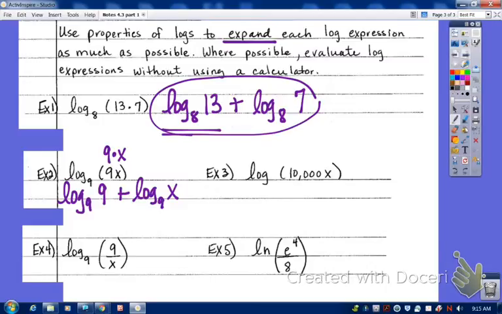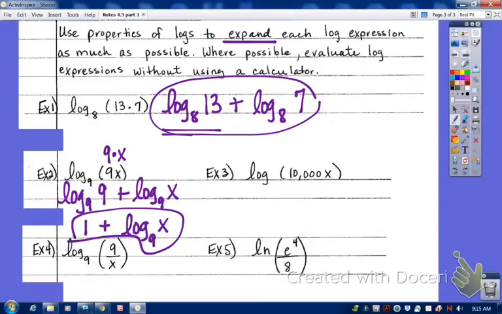That turns into a what? A 1. And we can't evaluate log base 9 of x because we don't even know what x is. So that would be your final answer for example 2. Some of your logs will evaluate. They're trying to tell you that in your directions: evaluate log expressions without using a calculator.